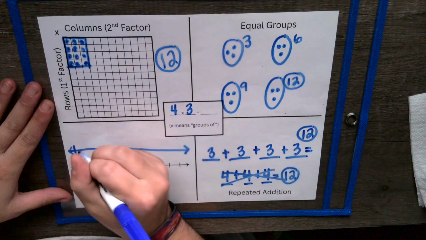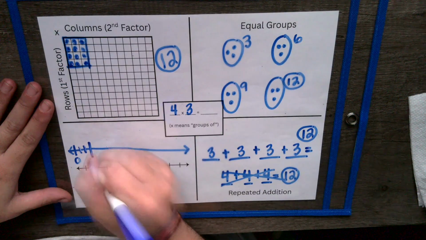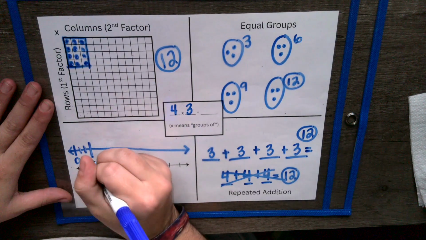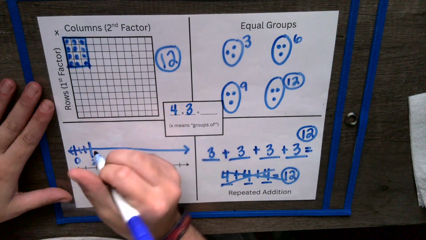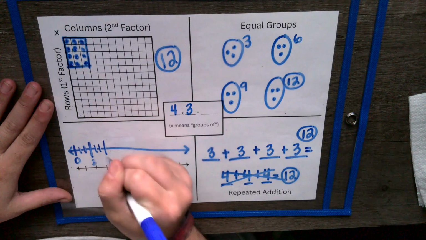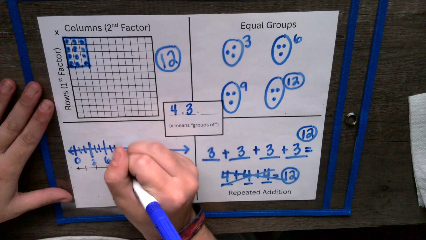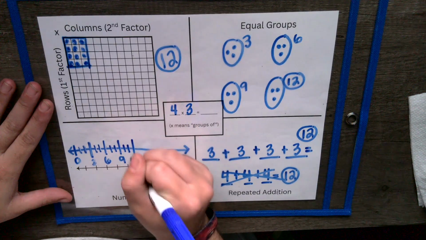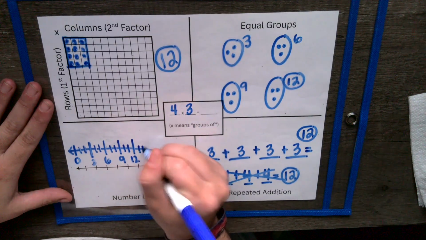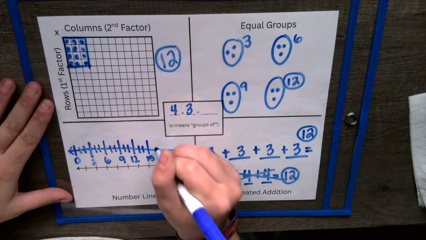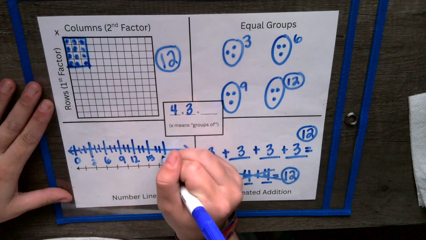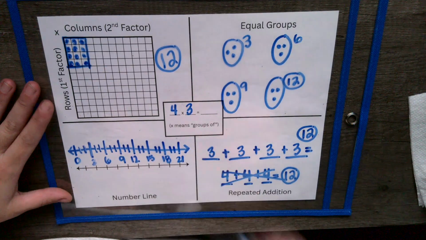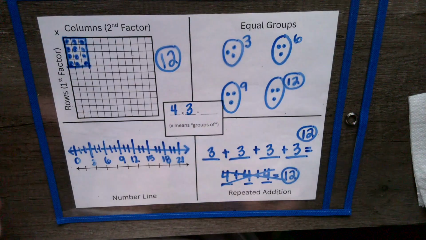So 0, 1, 2, 3. And I'm going to make my third line a little bit bigger so that I can see it in my number line. And I'm going to keep going. 3, 4, 5, 6, 7, 8, 9, 10, 11, 12, 13, 14, 15, 16, 17, 18, 19, 20, 21. So I'm going to go to the end of my section.